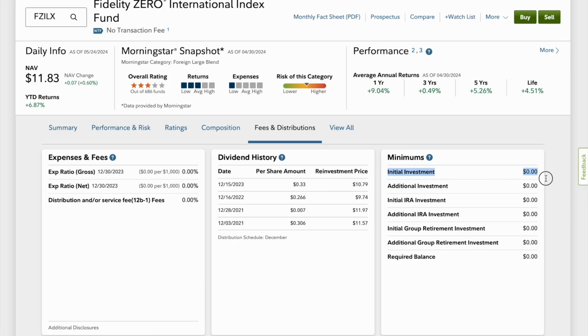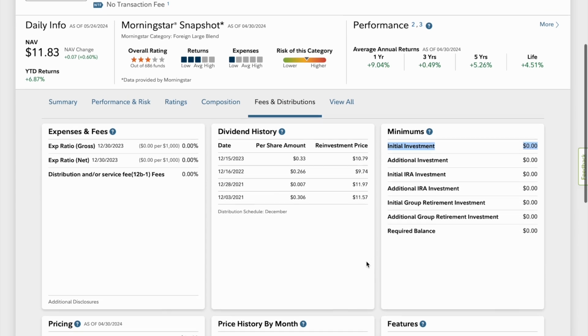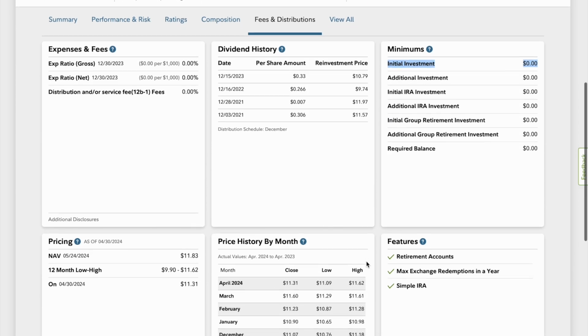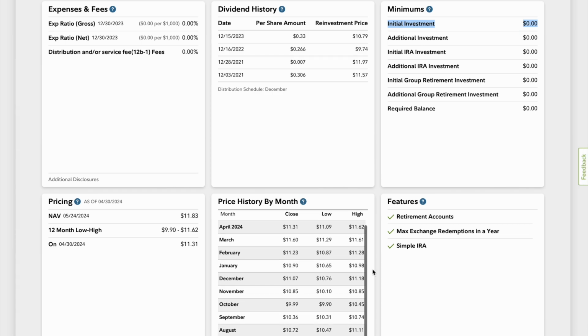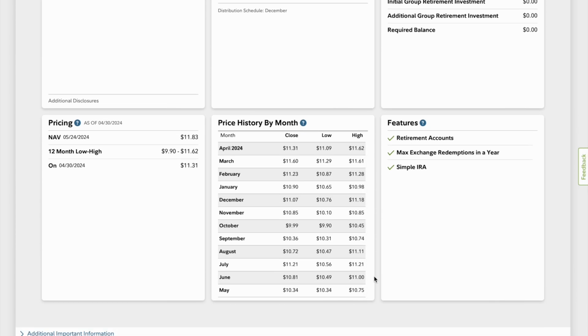There is no minimum investment, so you can get started if you were just doing $10 a week or a month, which is excellent because that allows people to get in and just start building their investment account.